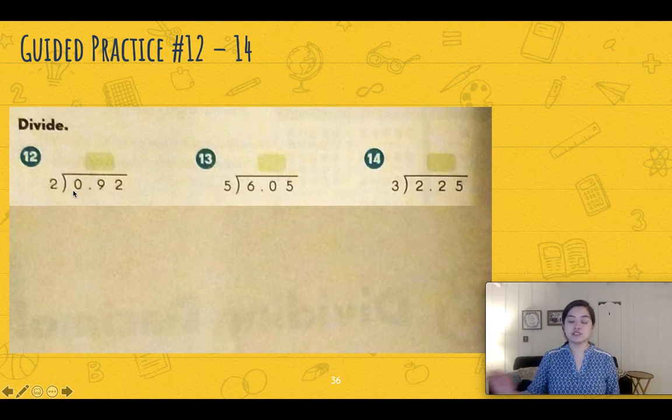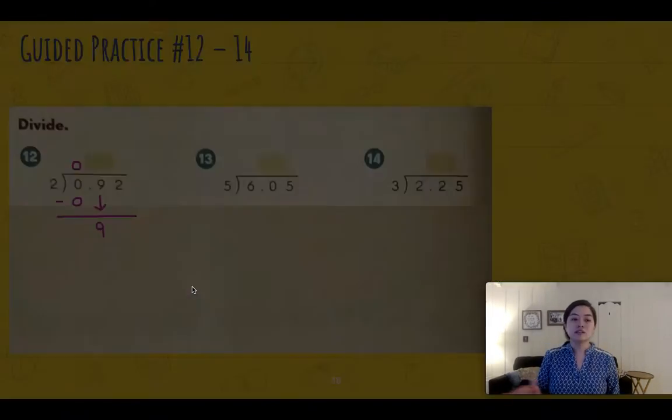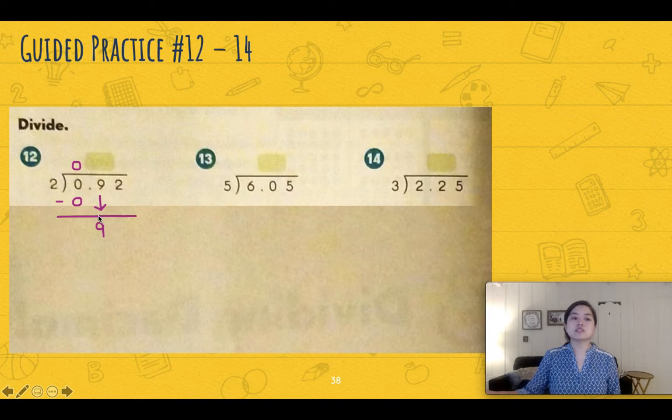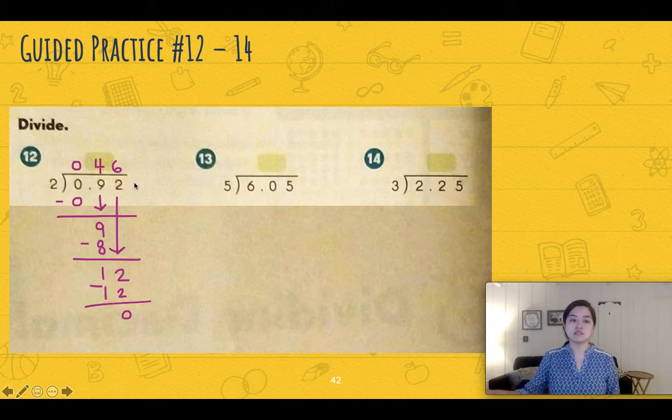2 times what gets you 0 is 0. Okay, so we're going to drop the 9. 2 times what gets you 9 or close to 9, it's 4. So 2 times 4 gets you 8. 9 minus 8 is 1. We're going to drop the 2. So 2 times what gets you 12, it's 6. But I'm not done because I have to remember to put my decimal point vertically up in the same spot. So 0.46. Okay, so 0.92 divided by 2 is 0.46.